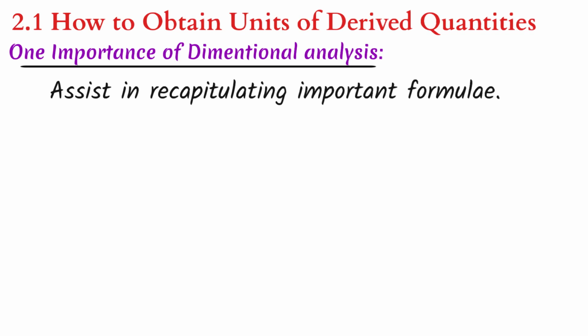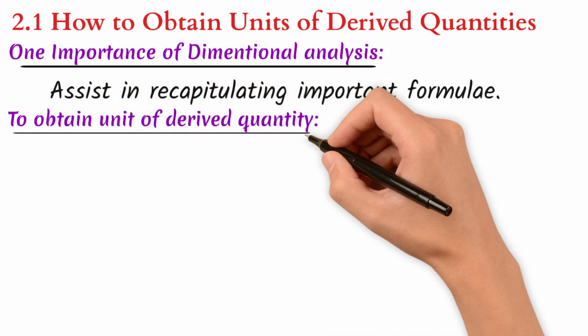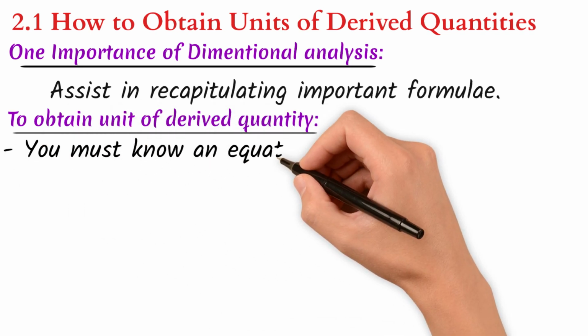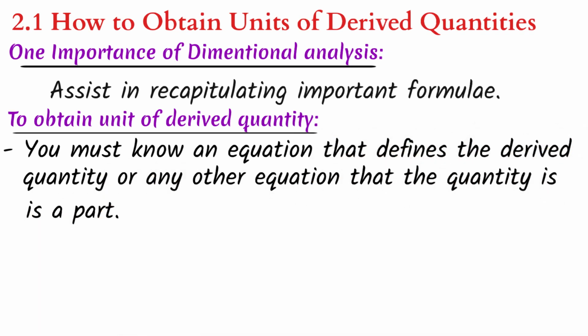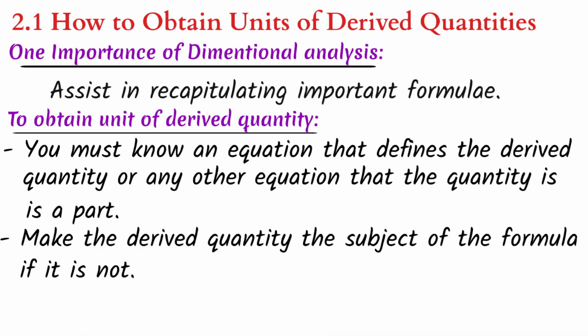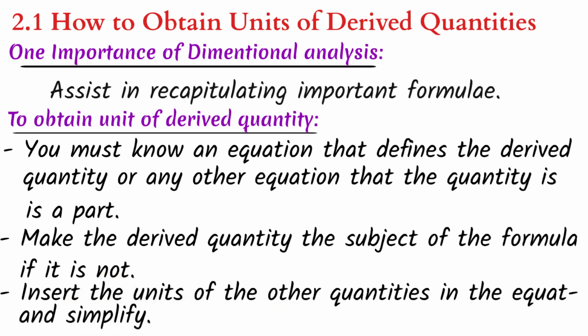The reason is because to obtain the unit of a derived quantity, the very first thing is that you have to know an equation or formula that defines that physical quantity or any other equation in which the quantity is a part. And then you make the derived quantity the subject of the formula if it is not already. And then finally, you insert the units of the other quantities in the equation and simplify your result. Then you will get the unit of your derived quantity.